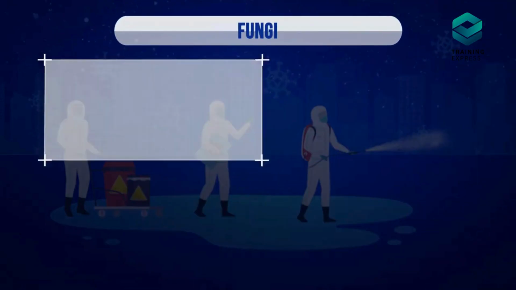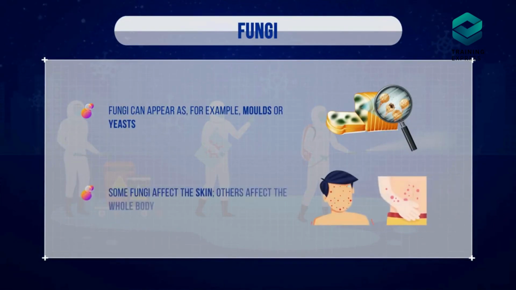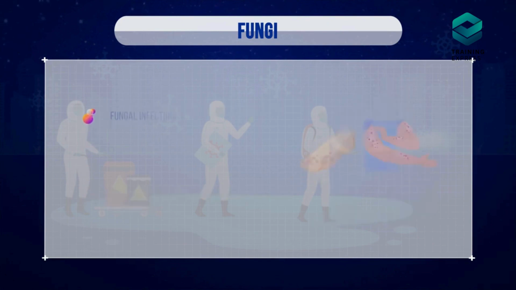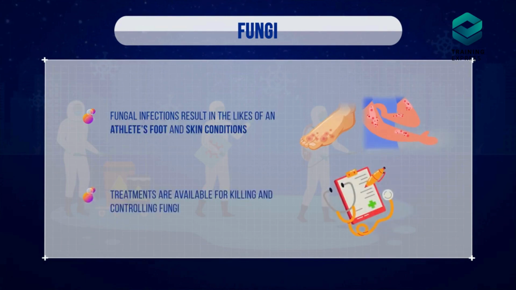Finally, there's fungi. Fungi can appear as, for example, molds or yeasts. Some fungi affect the skin, others affect the whole body. Fungal infections result in the likes of athlete's foot and skin conditions. Treatments are available for killing and controlling fungi.